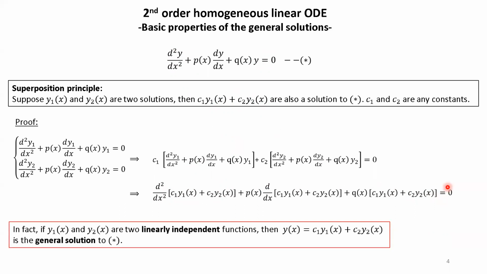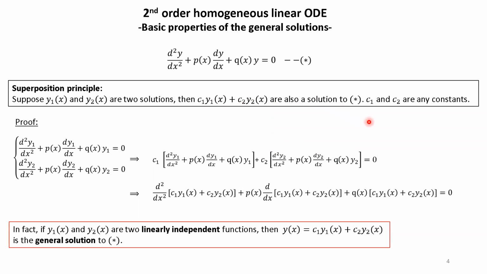Now you may keep asking: if I find three solutions, or four solutions, or five solutions, and then take a linear combination, are they also solutions? If you can find three or four solutions, you can still use the same proof, and it tells you that the linear combination of the three solutions is still a solution, like c1 y1 plus c2 y2 plus c3 y3.